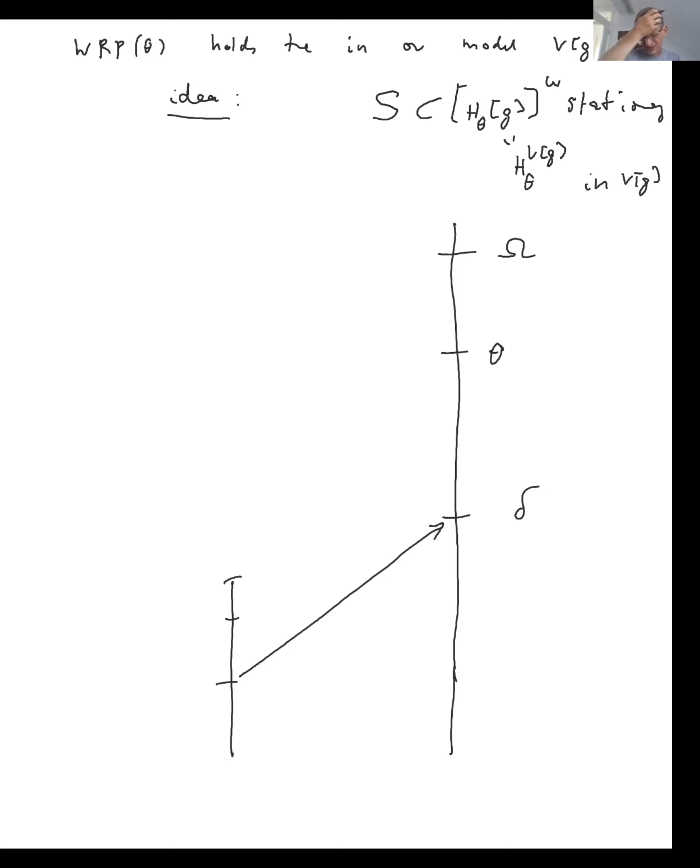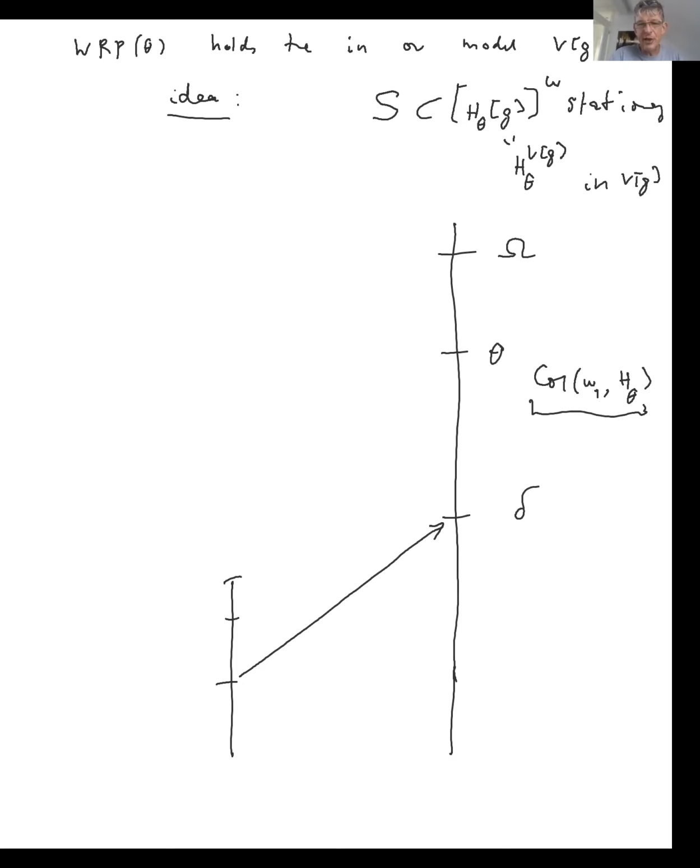So what do I actually want to make use of? What I want to say is that we may look at the collapse of theta or H theta or something down to omega 1. This is a sigma closed forcing, and therefore it has all the properties we want. So it's even proper, it's semi-proper, it preserves stationary sets.